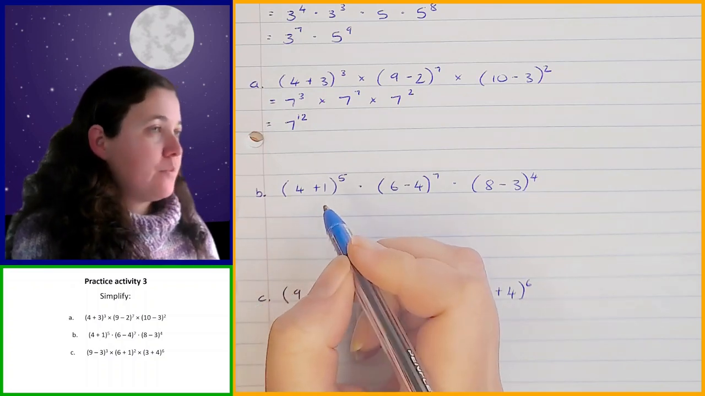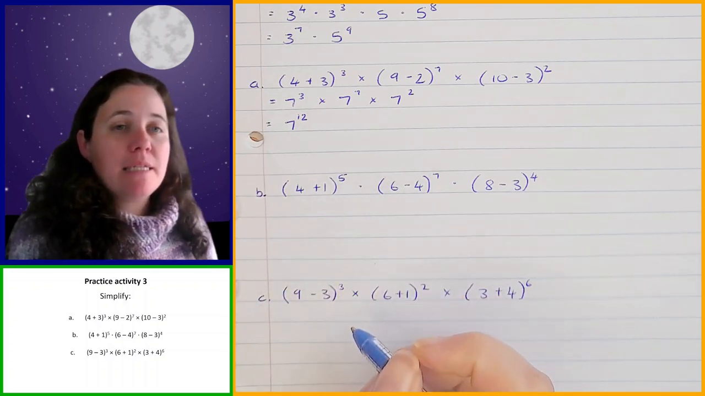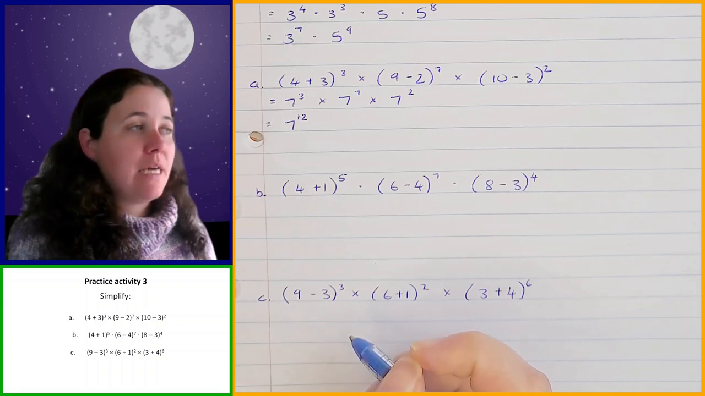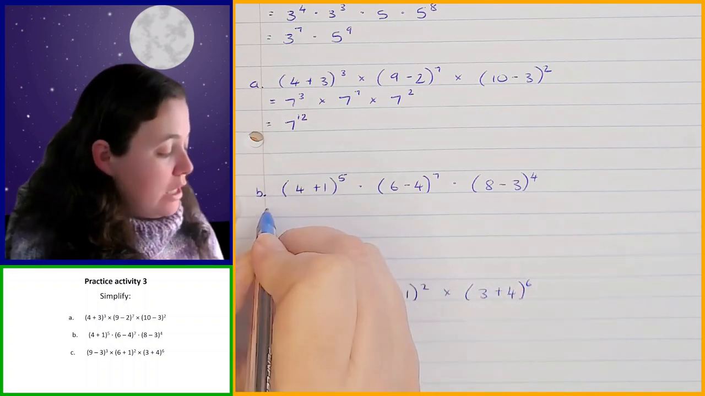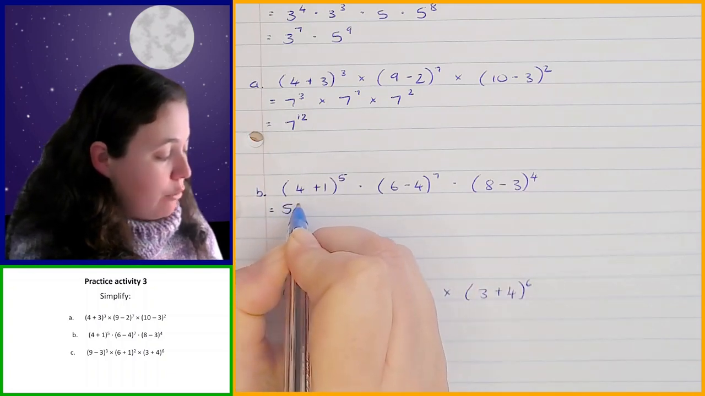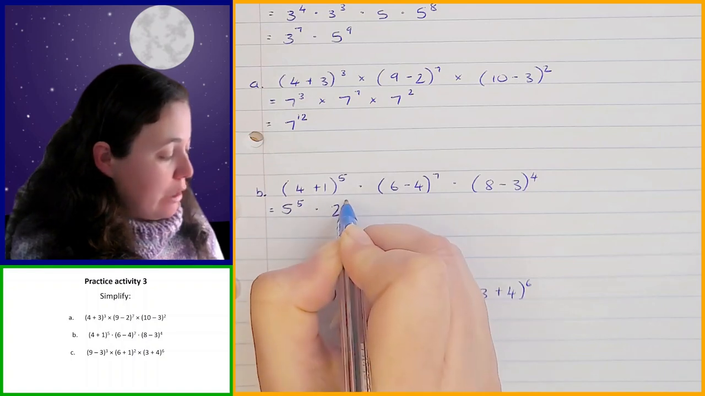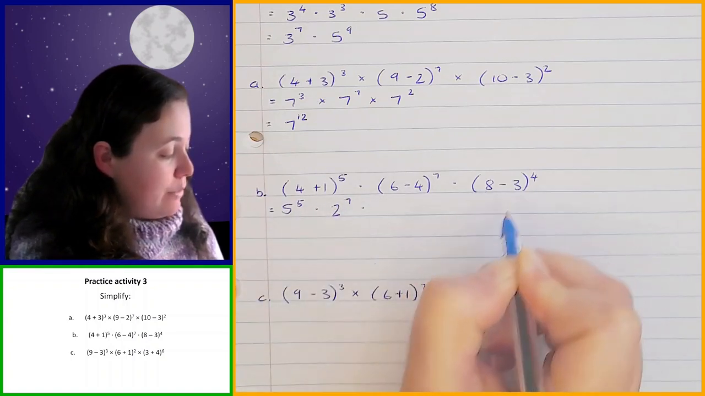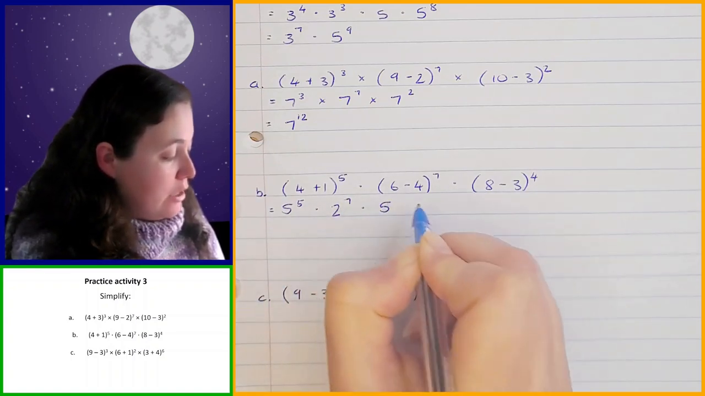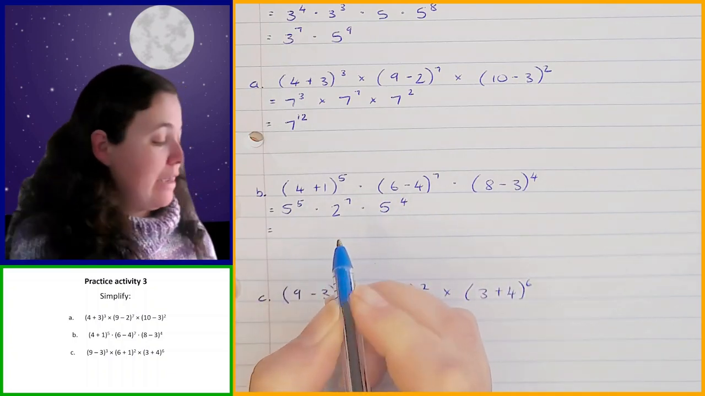Question B. We've got 4 plus 1 to the power of 5 times 6 minus 4 to the power of 7 times 8 minus 3 to the power of 4. So first I'm going to simplify my brackets. That gives me 5 to the power of 5, times 6 minus 4 is 2 to the power of 7, times 8 minus 3 is 5 to the power of 4. Okay, so now I'm going to group them so that I have the same bases together.